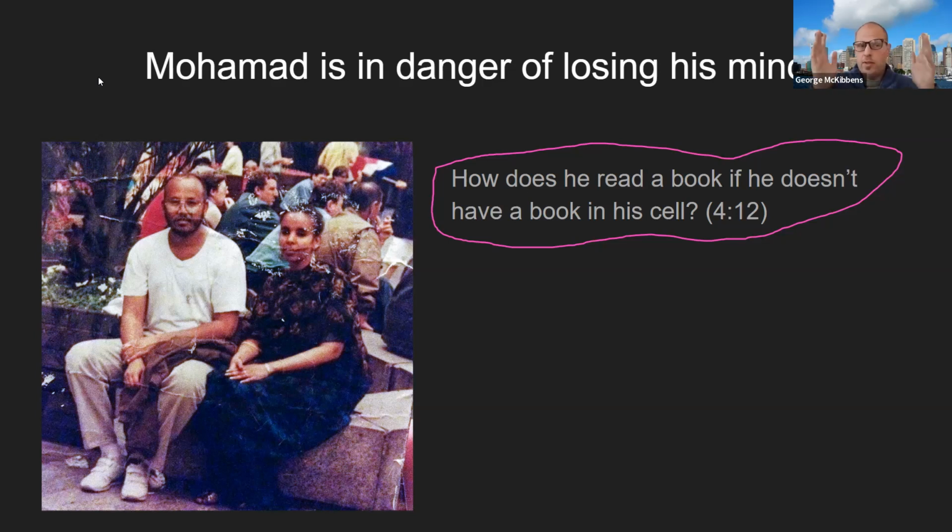How does he read a book if he doesn't have the book in the cell? Okay, I see 4 answers.